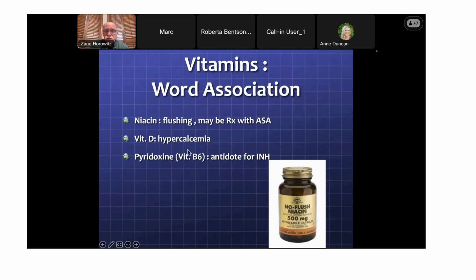Vitamin D, hypercalcemia. And of course, vitamin B6 we mentioned is the antidote for INH and also for MMH mushroom toxicity, but in and of itself has low risk of toxicity. I like this product, no-flush niacin. I think it had some sort of long chain niacin product in it that doesn't get released immediately.